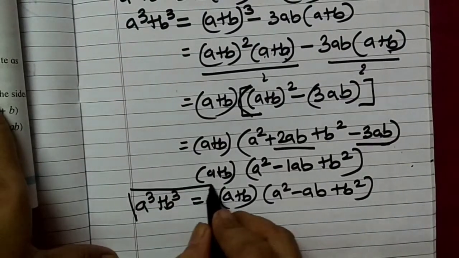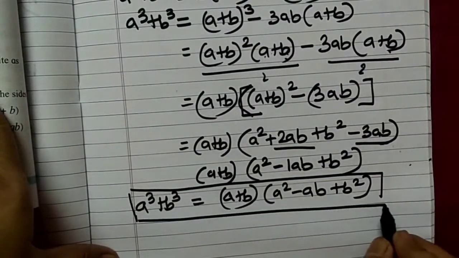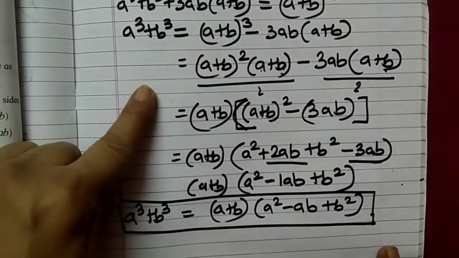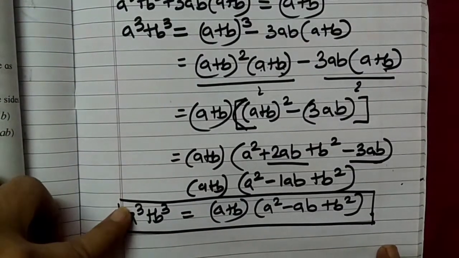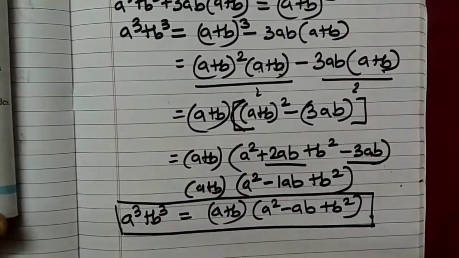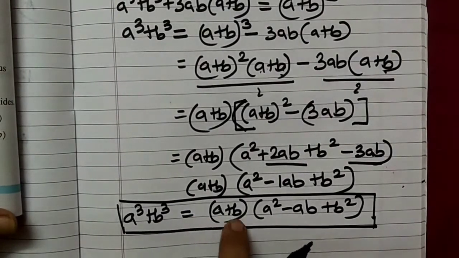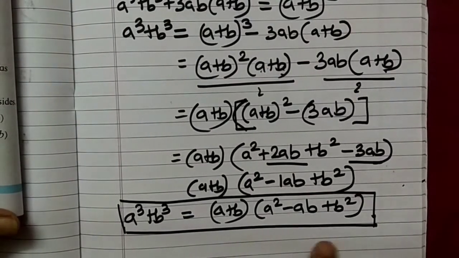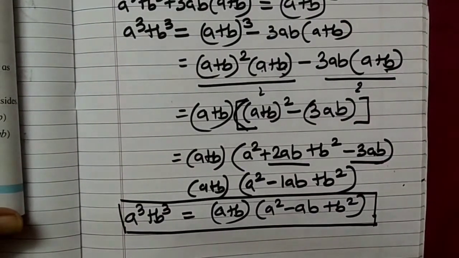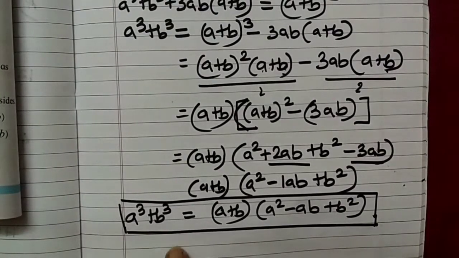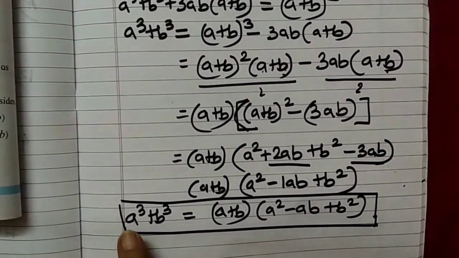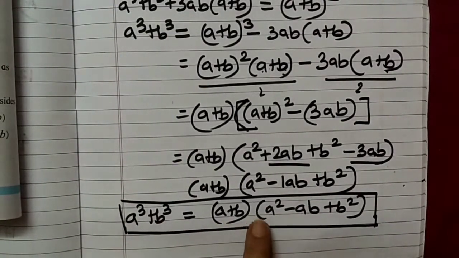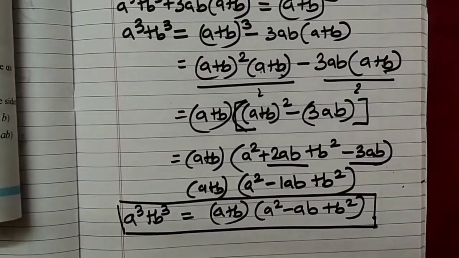Now this is the formula which you have to remember. How we got this formula I have shown over here. You don't have to remember this derivation, but you should know how we got this formula. You have to remember this formula, that is a cube plus b cube is equal to a plus b into a square minus ab plus b square. Whatever formulas I had given in the earlier lesson, in that you have to write down this formula also and remember. So I'll just say it again. A cube plus b cube is equal to a plus b into bracket a square minus ab plus b square.